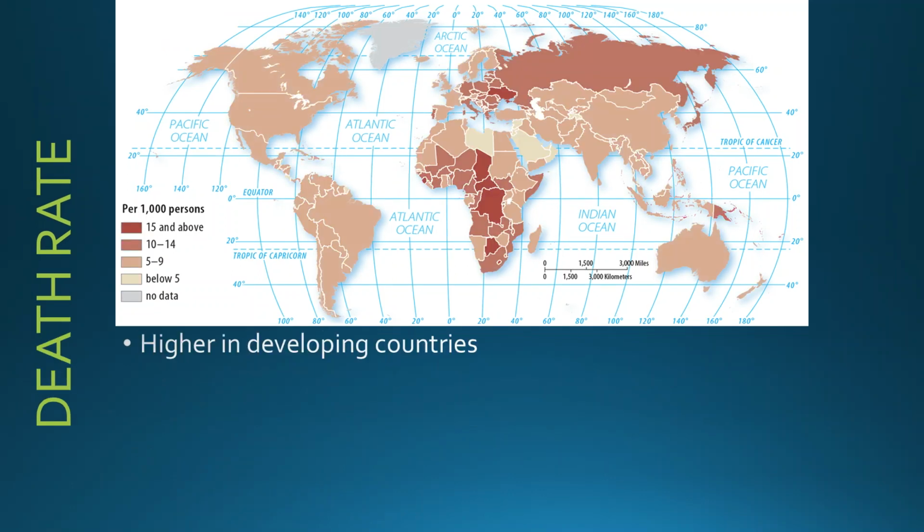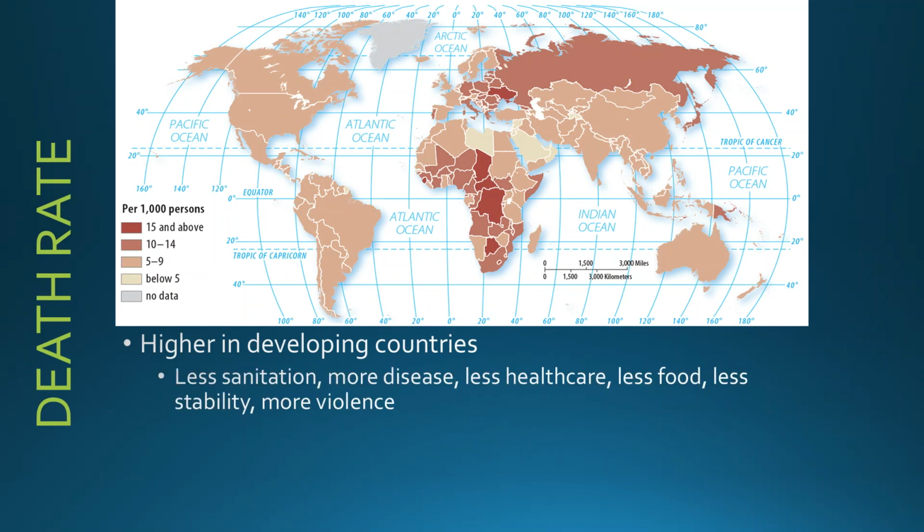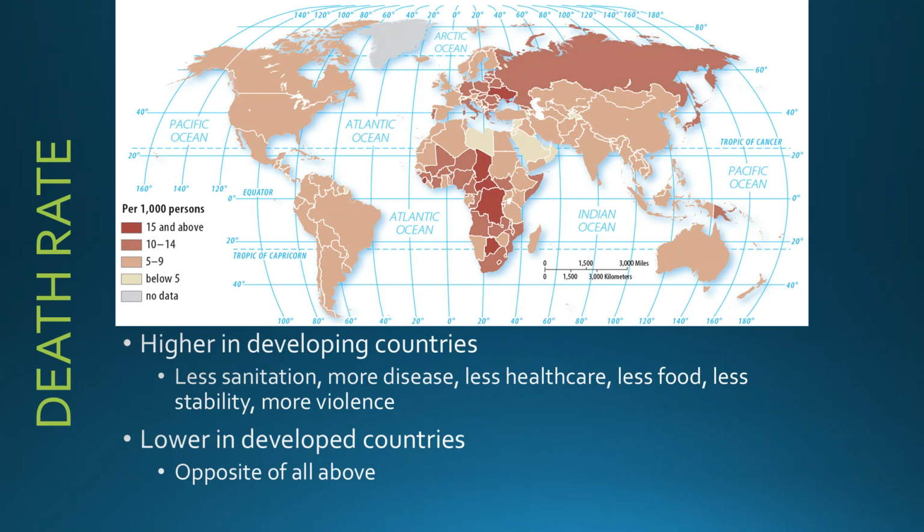And then when we look at the death rate, this is higher in developing countries. We have things like less sanitation, more disease, less healthcare, less food, less stability, and more violence. Lower in developed countries for the opposite of all of those reasons, right?